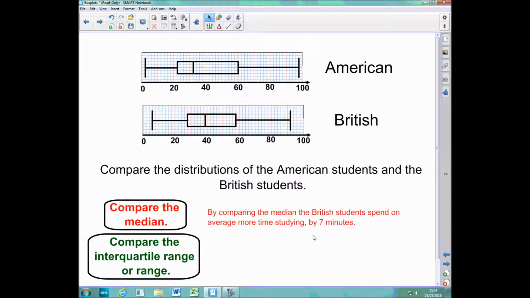And again, if you want to, you can put a number to it. But we're just going to say here that by comparing the interquartile range, the American students have a greater spread of data by 8 minutes. Again, this quantity here is not necessary, but the important thing is you're stating that you're comparing the interquartile range and you're making the right comparison.